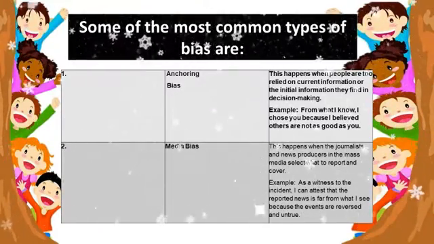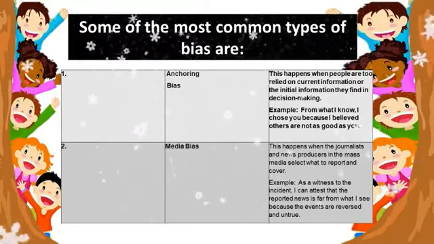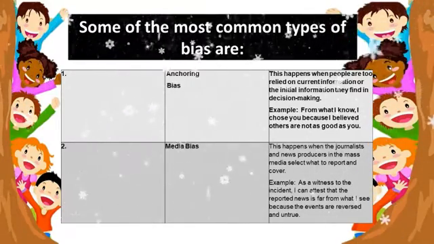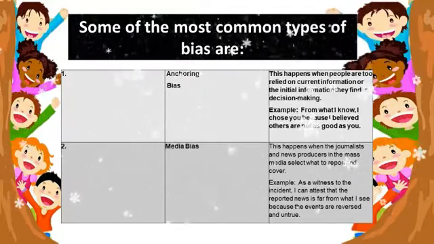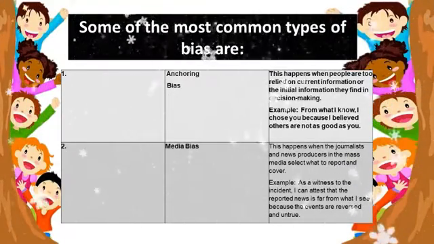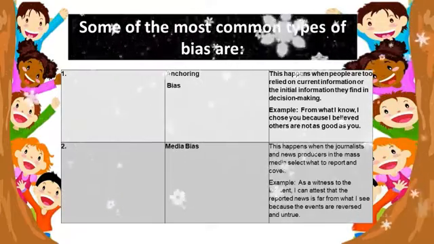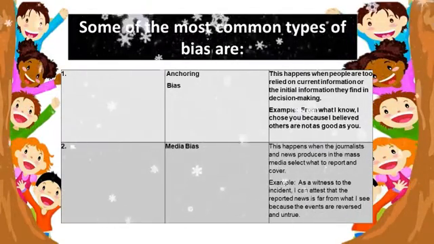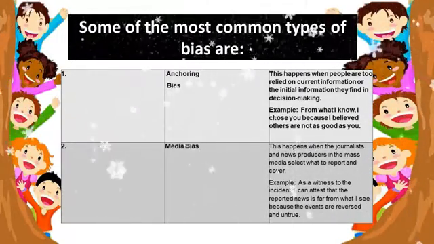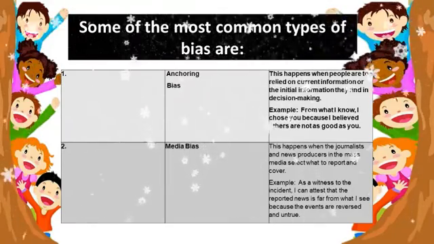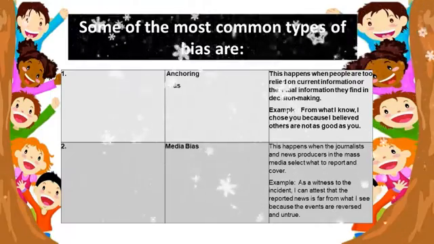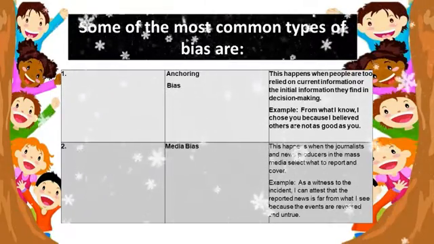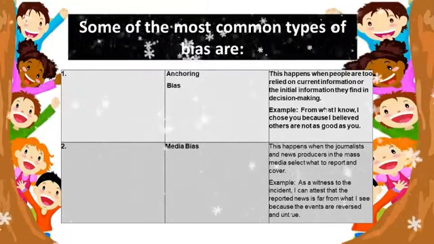Okay, next we have the media bias. Media bias happens when journalists and news producers in the mass media select what to report and cover. Example: "As a witness to the incident, I can attest that the reported news is far from what I saw, because the events are reversed and untrue."